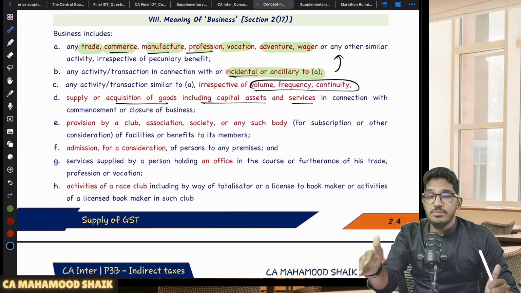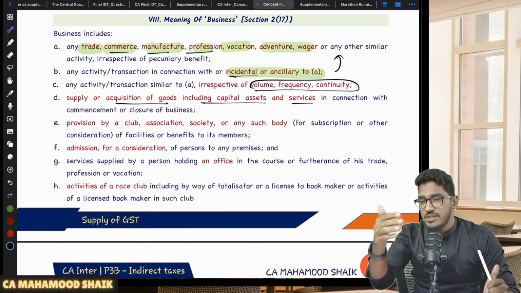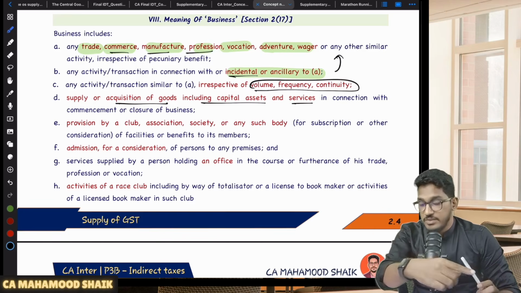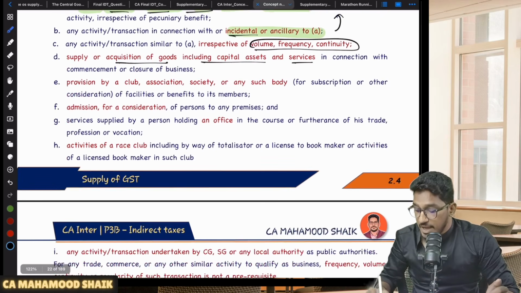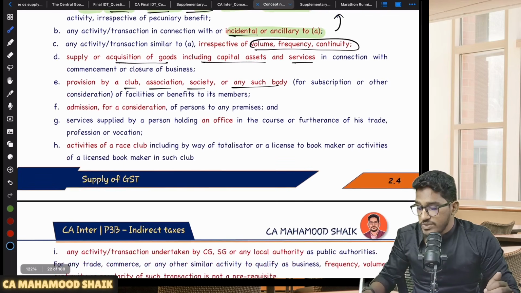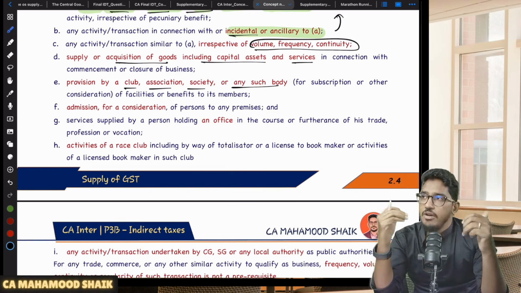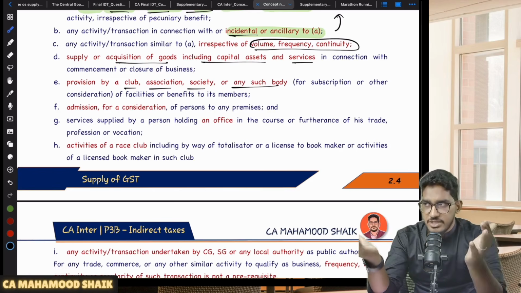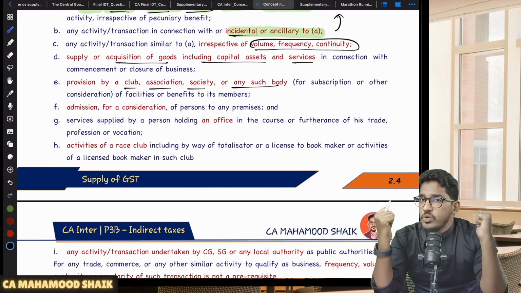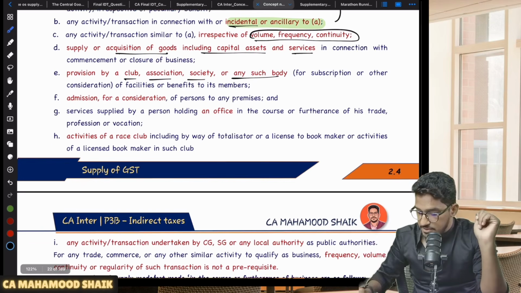You have closed down your business. Your business is closed. Now you are selling all your assets. That will also be considered as business activity. Provision of a club, association, society or any such body, like the clubhouses we have, where you become a member, you pay them the consideration, they will give you access to the club, you can go and enjoy the recreational activities. Business.